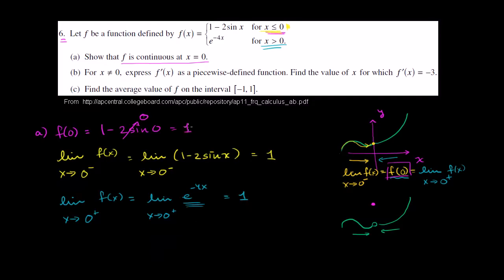So the function is equal to 1 at that point. The limit as we approach from the left is equal to 1. And the limit as we approach from the right is equal to 1. So the function is continuous there.